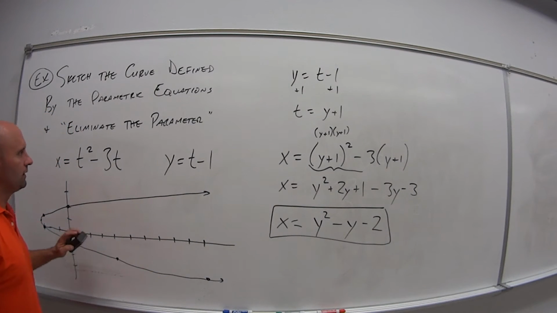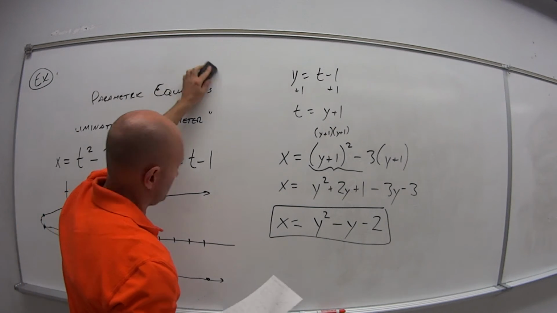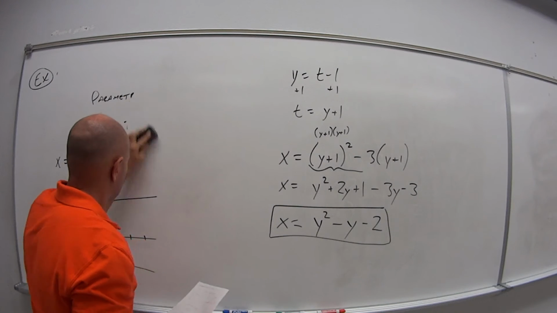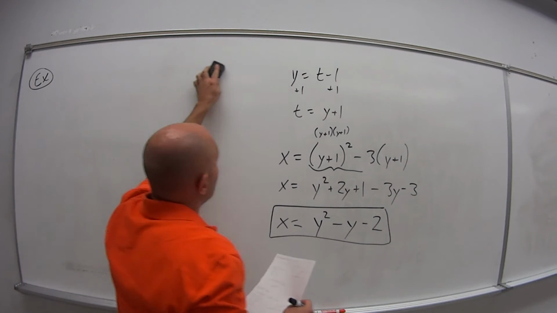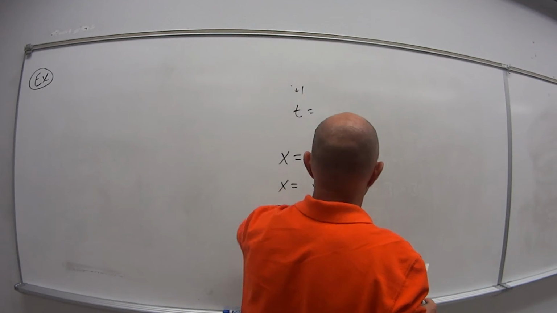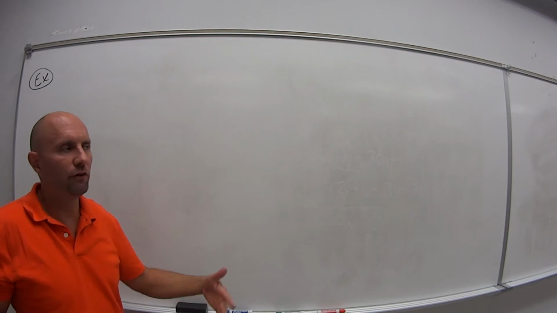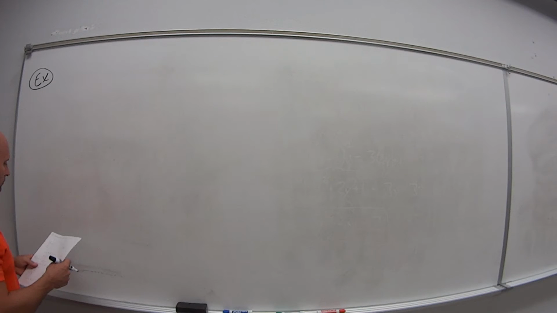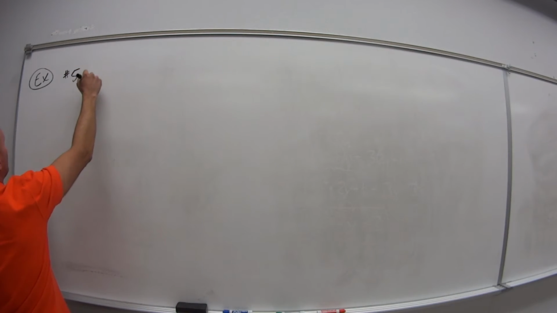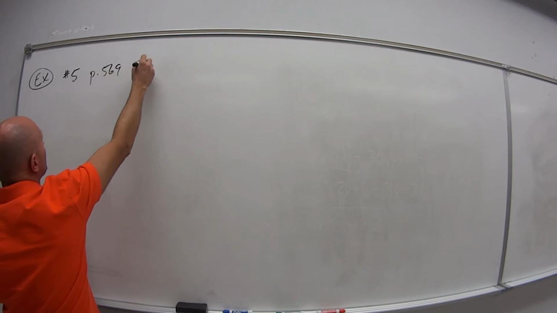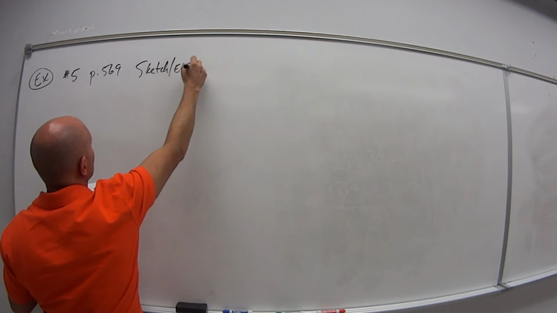All right, so that's it for that problem. Let's look at another example. So in this last case, we had no restrictions on t. That's why when we built the table, we had -2, -1, 0, 1, 2, etc. Sometimes we might be given restrictions. So this problem is number 5 on page 569. And just like the last problem, we want to sketch and then eliminate the parameter.